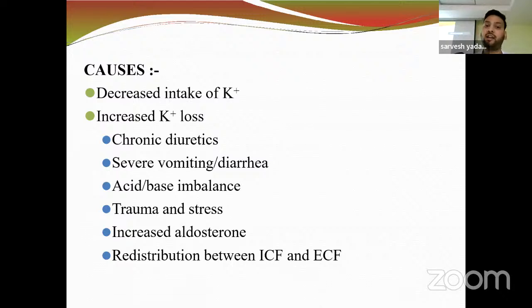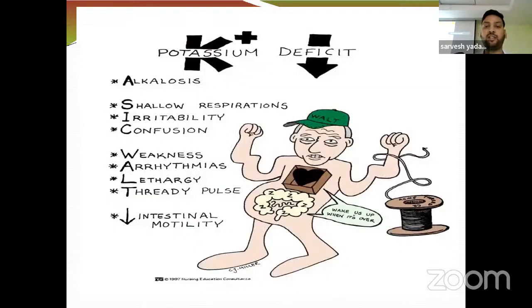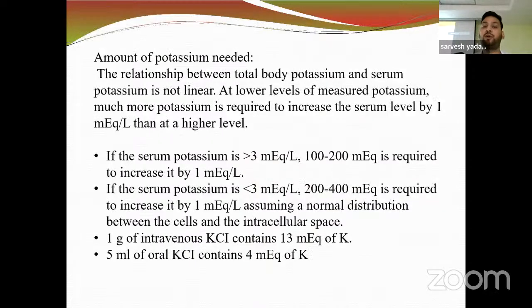Causes are decreased intake of potassium and increased potassium loss, like a chronic diuretic state, severe vomiting, diarrhea, acid-base imbalance, trauma, stress, increased aldosterone, and redistribution between ICF and ECF. In potassium deficit, signs present with shallow respiration, irritability, confusion, weakness, arrhythmia, lethargy, thready pulse, and decreased intestinal motility.